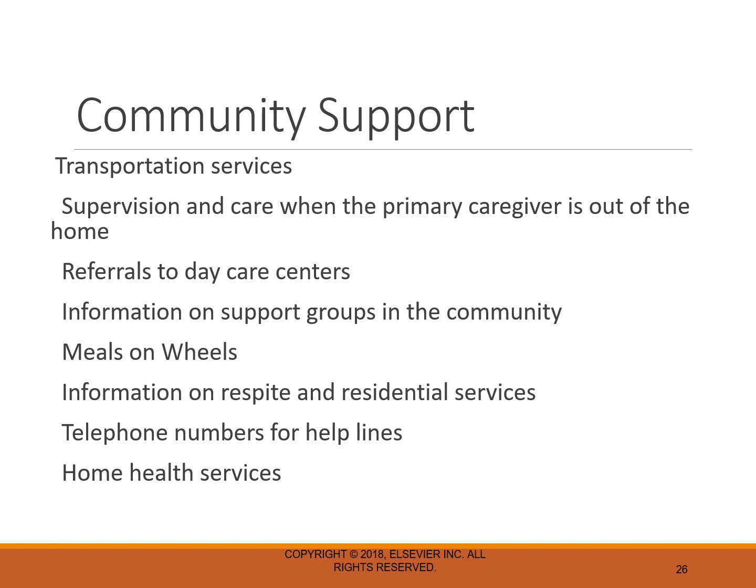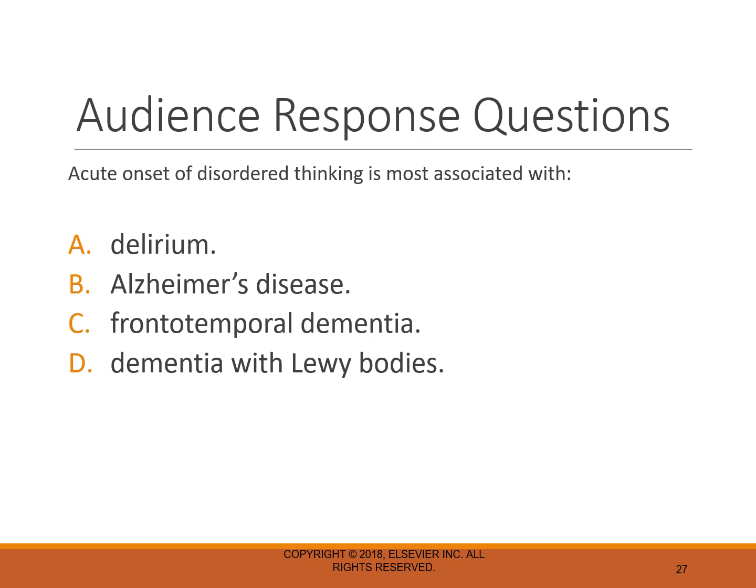and the patient and the caregivers need to be educated about the available community supports. So one question is: acute onset of disordered thinking is most associated with delirium, Alzheimer's disease, frontotemporal dementia, or dementia with Lewy bodies? It's acute onset, so the answer would be delirium.